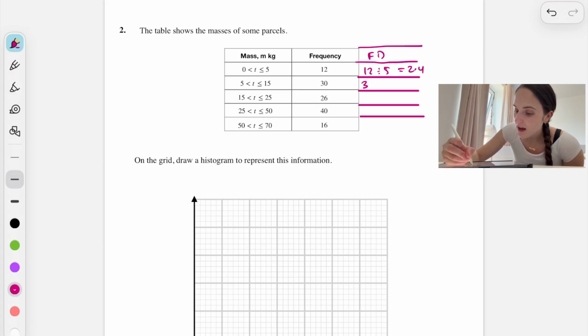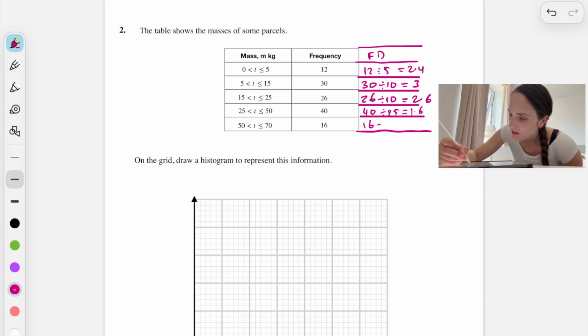And then for the next one, we have 30 divided by 10, because between 5 and 15, there's 10. So that's going to be 3. The next one, I'm going to do 26 divided by 10, so that's going to be 2.6. And the next one, I'm going to do 40 divided by 25, which is going to be 1.6. And then the last one, I'm going to do 16 divided by 20, and that's going to be 0.8.